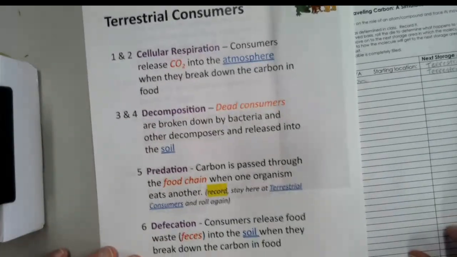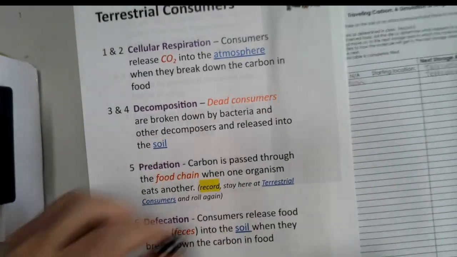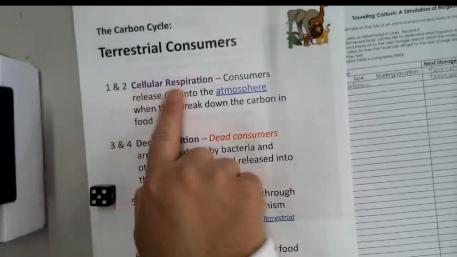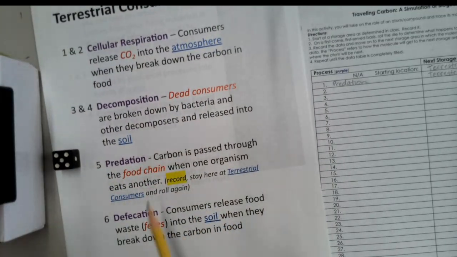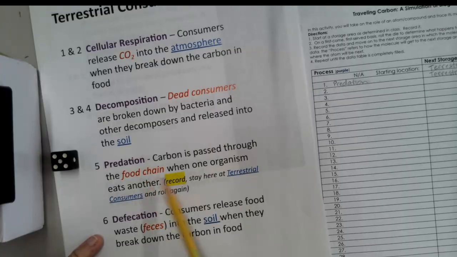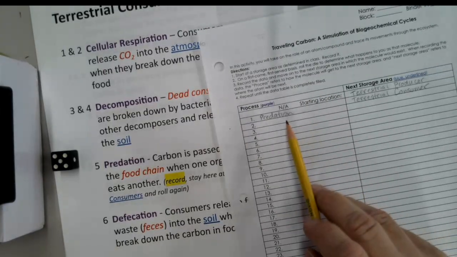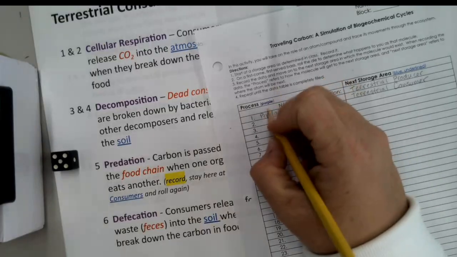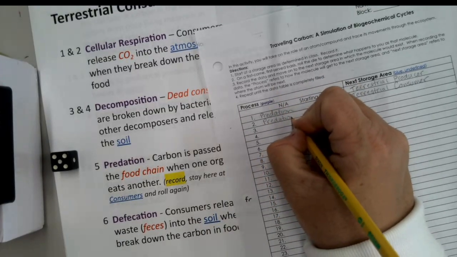Once I get there, I'm going to roll my die again. If I'd rolled a 1 or a 2, I'd be at that first one, but I didn't. I rolled a 5, so I'm at predation again. Carbon is passed through the food chain when one organism eats another. Record, stay here at terrestrial consumers, and roll again. So notice the same process as our last turn is predation, but this is a different lab station from a different roll of dice, so I need to list it again.